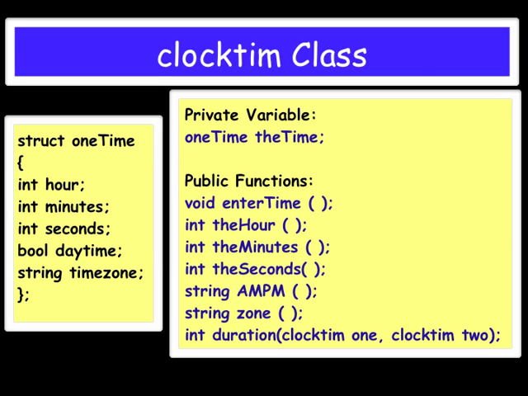In our private variables for the class, we would have one time, the time, and then we would have access to functions for entering the time, and then returning the hour, the minutes, the seconds, whether it was AM, PM, the time zone, and we could even look at a duration. How long is it between one clock time and another clock time? One can imagine we could also have an interesting time doing this when we had a day and a time, but that's for another day.